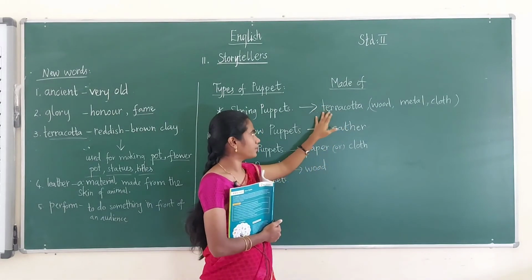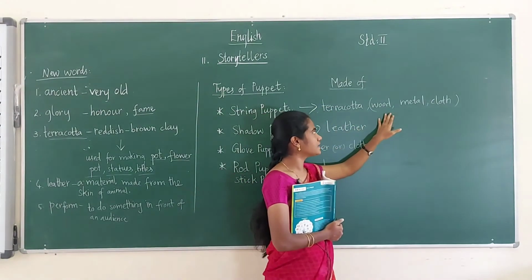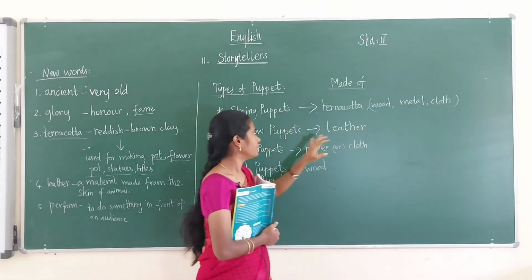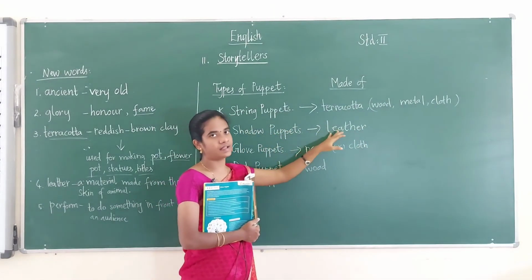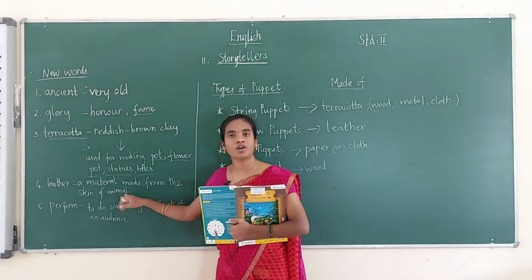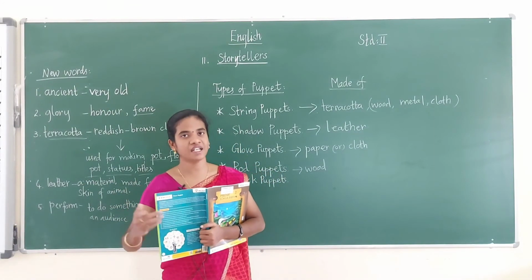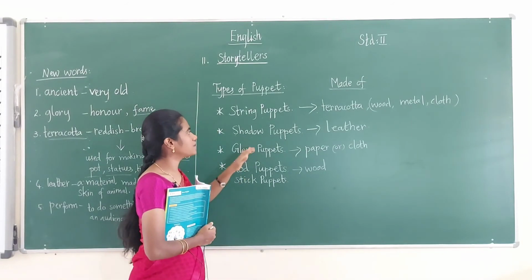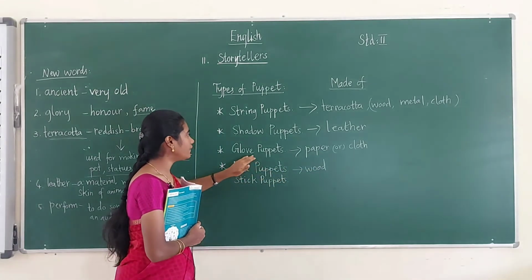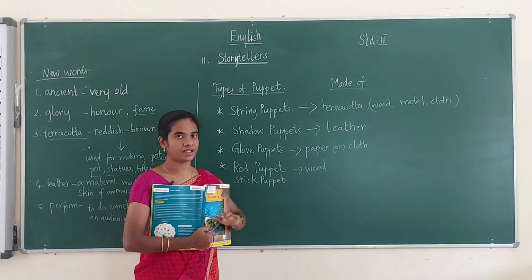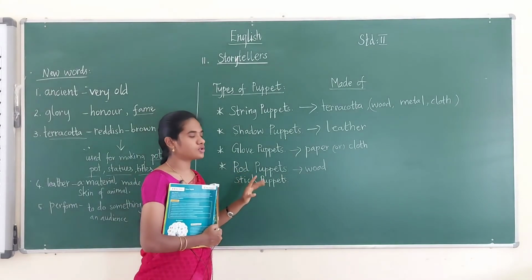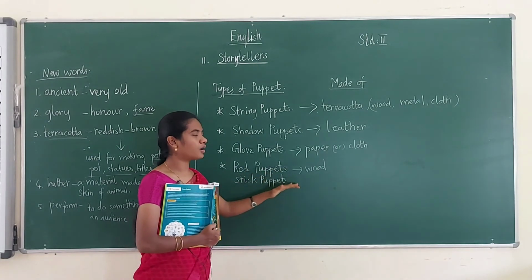Terracotta is a material, and nowadays we are using wood, metal and cloth. Next, shadow puppets are made of leather. Leather is a material made from the skin of animals. Shadow puppets are made of leather, and glove puppets are made of paper or cloth. We can wear it like a glove on the puppeteer's hand. And the last puppet is the rod puppet, also called the stick puppet. They are made of wood.